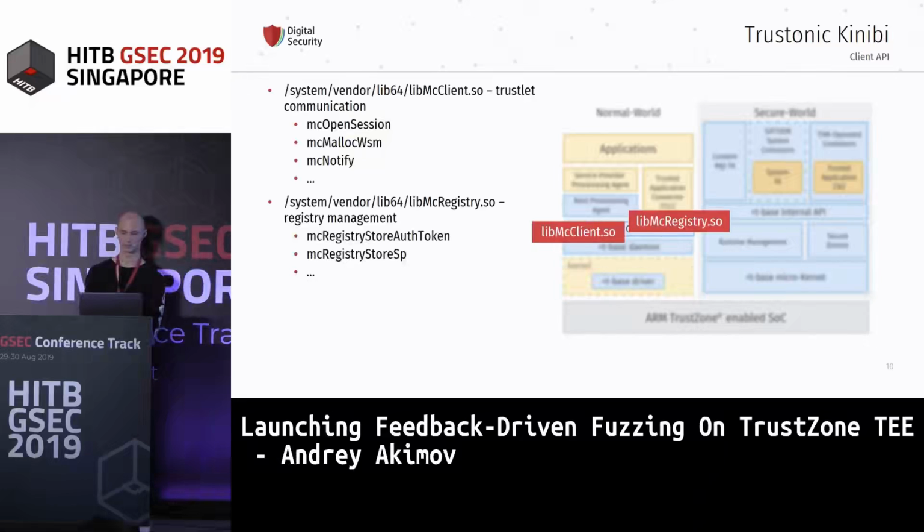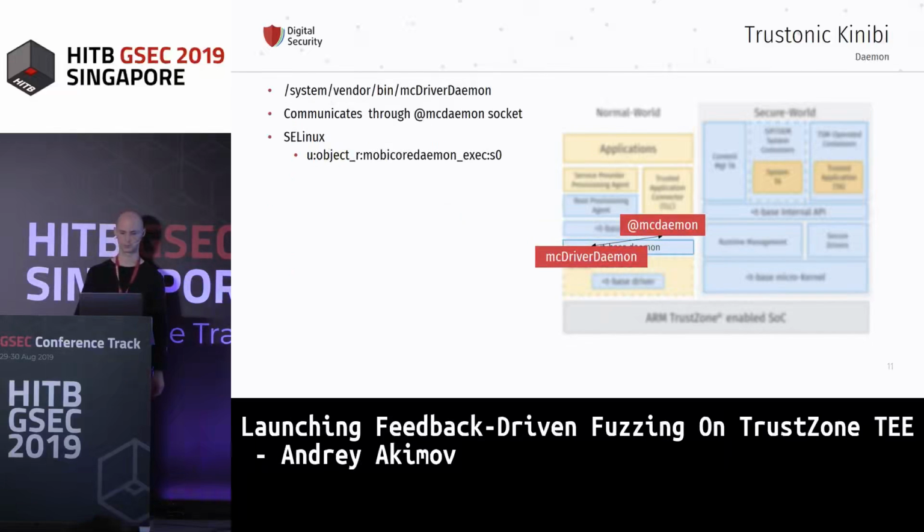These connectors, in their turn, use the Kinibi client API. It is implemented in two libraries, libMcClient and libMcRegistry. libMcClient contains the client API, the Global Platform one and the legacy one, to let client applications communicate with trusted ones, and libMcRegistry is dedicated to managing tasks such as, for example, installation of a service provider in Kinibi space.